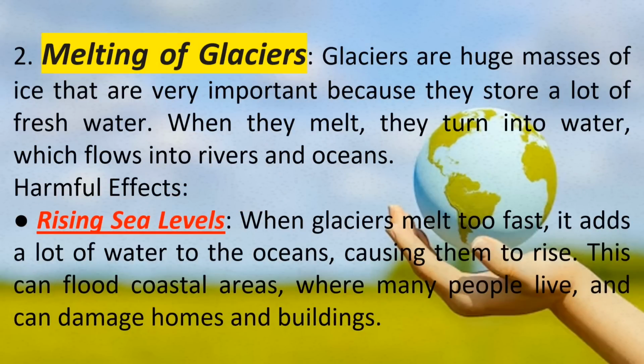Number 2, melting of glaciers. Glaciers are huge masses of ice that are very important because they store a lot of fresh water. When they melt, they turn into water which flows into rivers and oceans. So, what is its harmful effects? Number 1, rising sea levels. When glaciers melt too fast, it adds a lot of water to the oceans, causing them to rise. This can flood coastal areas where many people live and can damage homes and buildings.